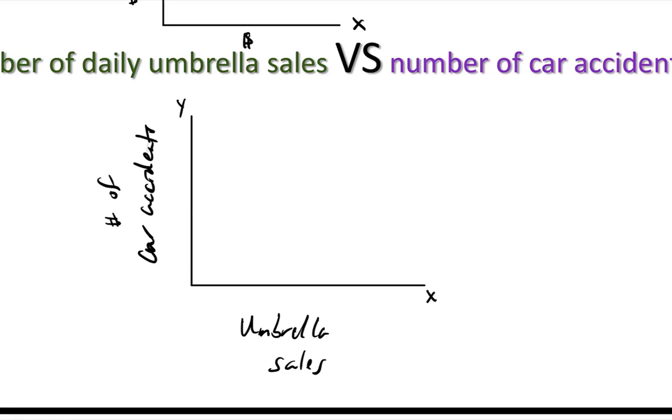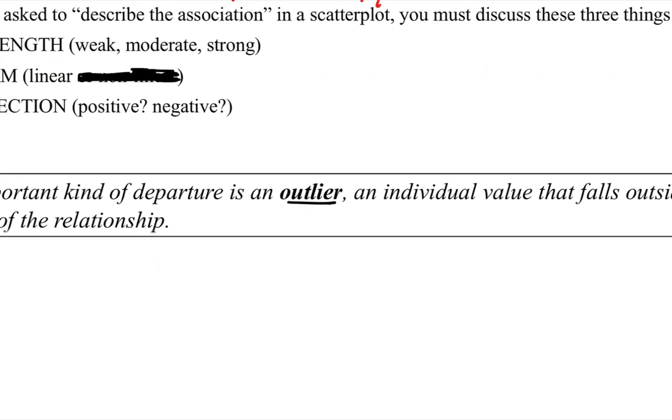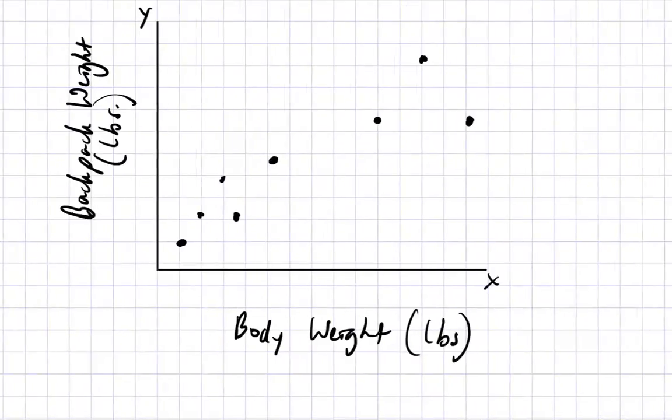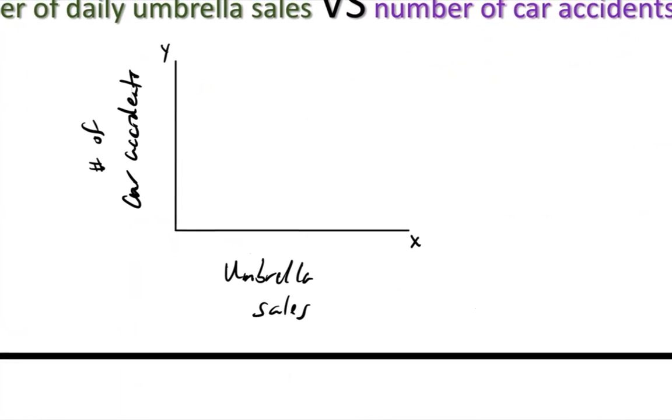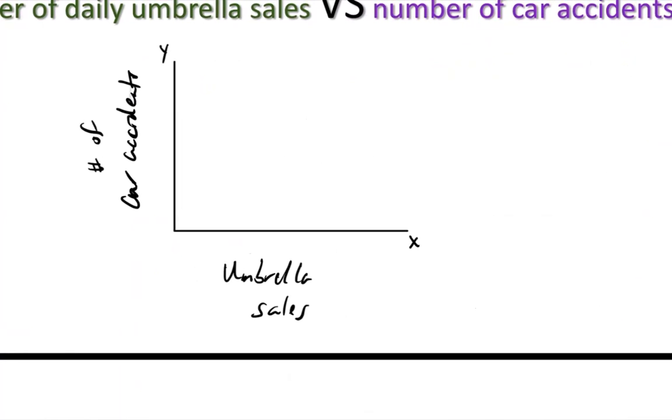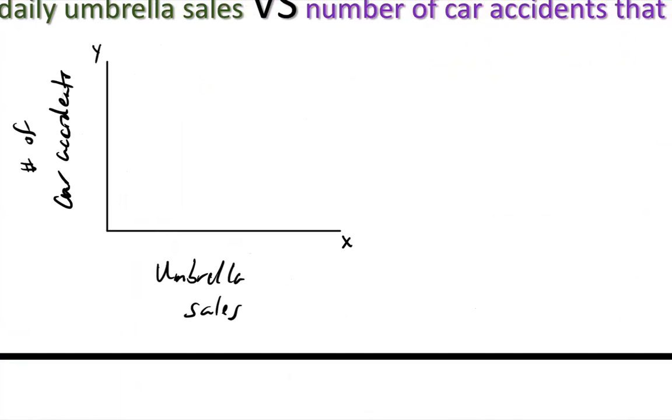Here's the thing: you won't see problems like this. Most likely they'll give you the data, so it'll be easier to analyze. For this problem, since they didn't give us the data, we can just estimate that it would be either no correlation, meaning they don't have anything to do with each other, or a very weak positive. So we'll say no correlation, or weak positive linear relationship.